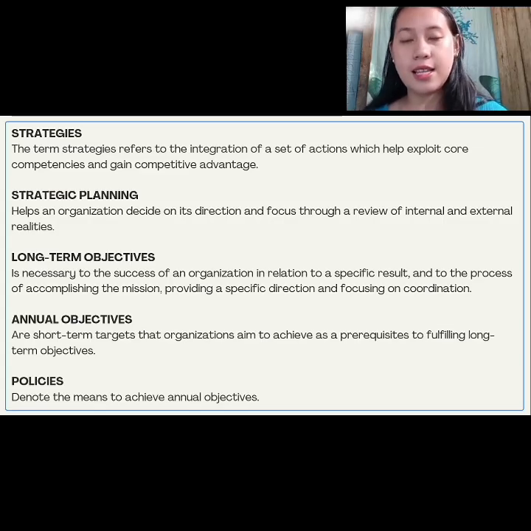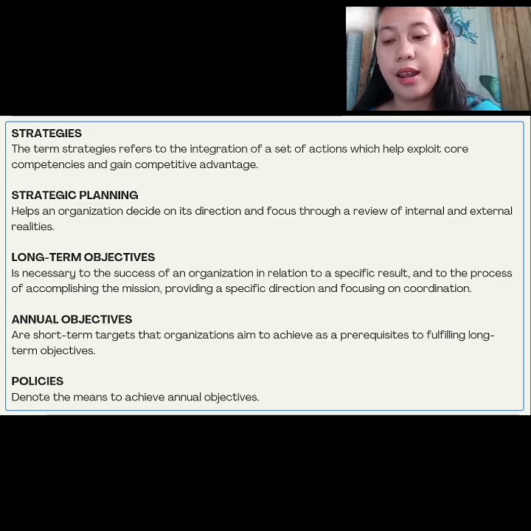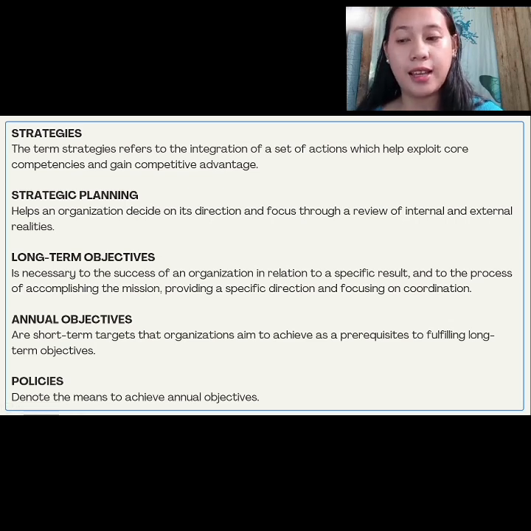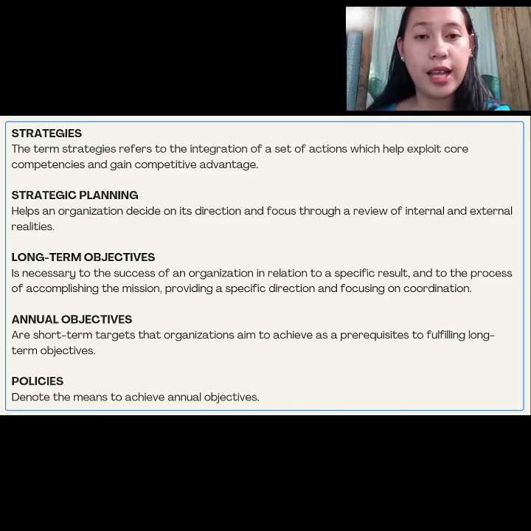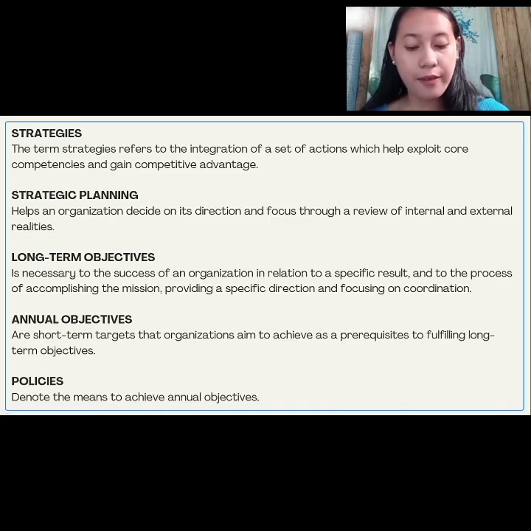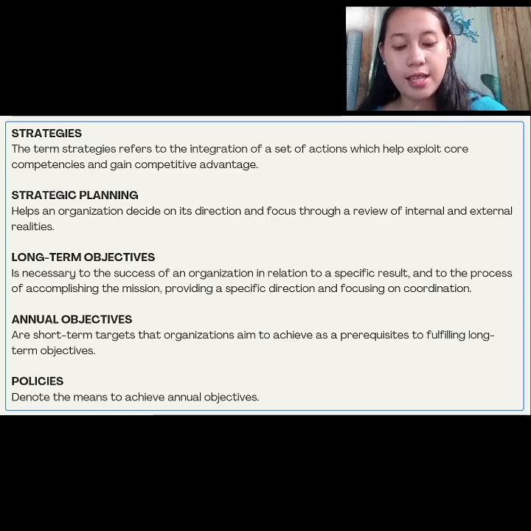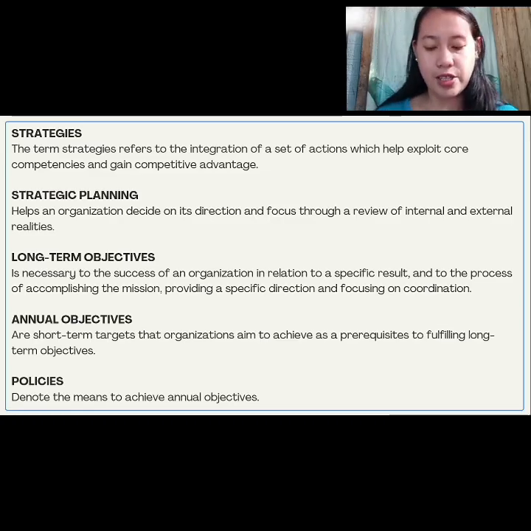Then the next is strategic planning. Strategic planning helps an organization decide on its direction and focus through a review of internal and external realities. So strategic planning, in short, defines organizational directions, reviews internal and external realities, and then sets focus for the organization.